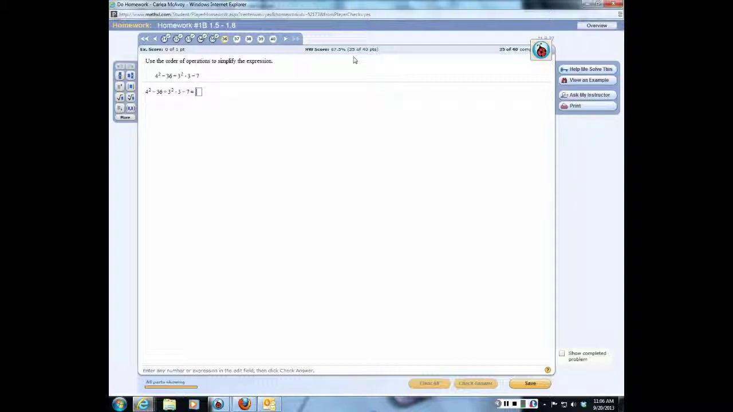This is the acronym for the order of operations: parentheses, exponents, multiply and divide, add and subtract. Some people call it PEMDAS. Some people say, please excuse my dear Aunt Sally. The reason I don't like either of these is because it looks like multiply always comes before divide, and it doesn't. It's whichever comes first from left to right.